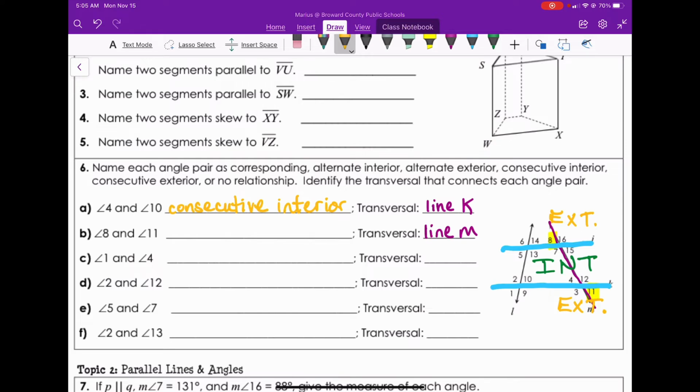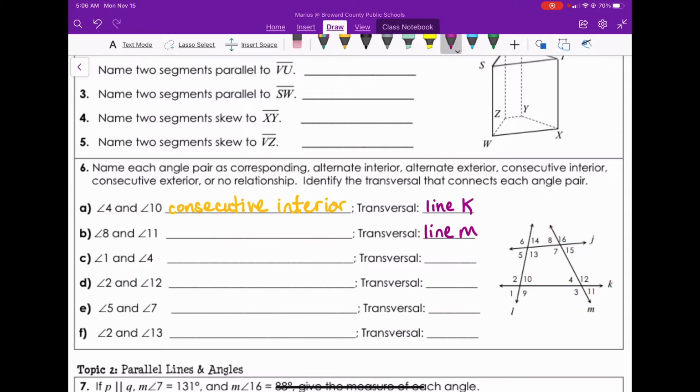Once you identify what the transversal is, I'm not going to pay attention to any of this over here. We don't want to worry about any of that, okay? So interior means between the two lines, and exterior means outside the two lines, all right? So we already know that these two are exterior, and if you look at line M, the purple line that I drew here, angle 8 and angle 11 are not on the same side of that line. Okay, let me get rid of some of this stuff here.